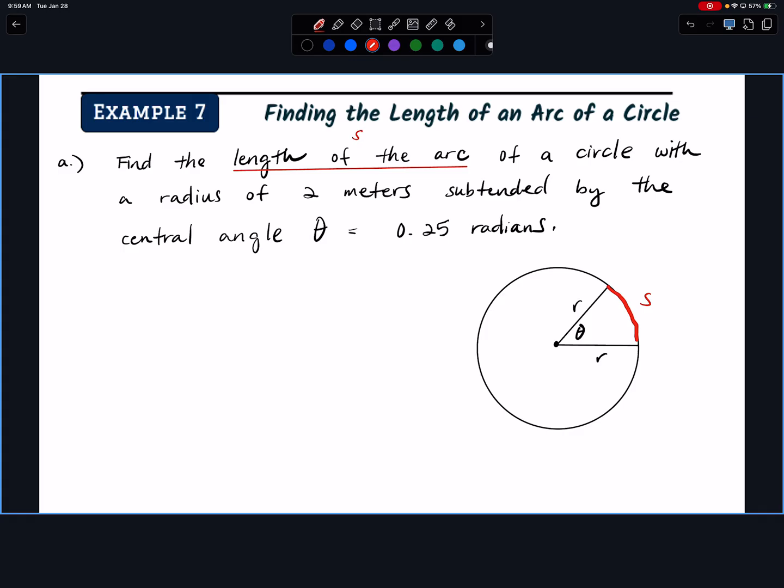In the box you just copied down, you have a formula that says the arc s is equal to the radius times theta. The radius I gave you was 2, and theta, 0.25. 2 times a quarter is 0.5. Since this is a length of an arc, we need to include the units. So this is 0.5 meters.